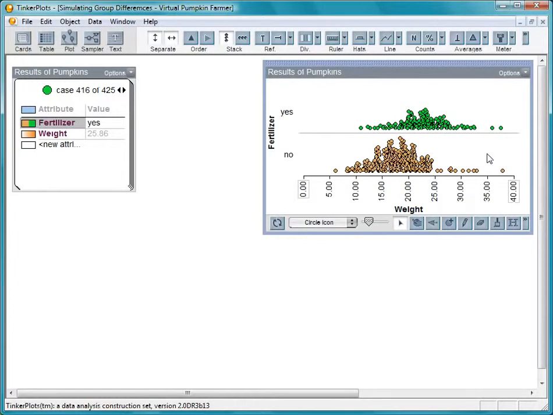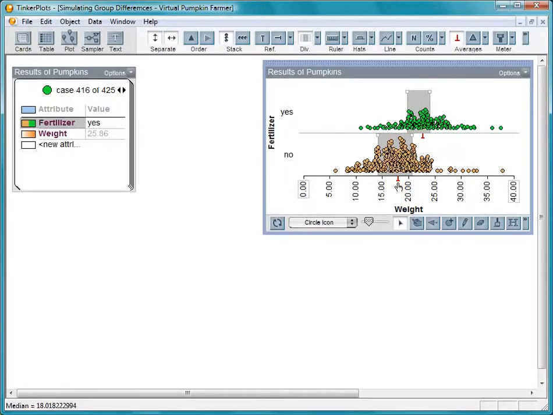Did the fertilizer produce heavier pumpkins? If so, about how much heavier do the fertilized ones tend to be? Let's use the dividers and put them where we see the center clump of each group. We might also want to use a median to indicate the centers. The center clumps and the medians both tell the same story. The fertilized pumpkins do tend to be heavier.